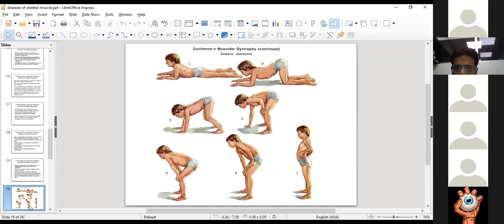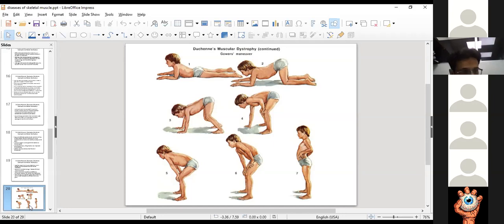This is called the Gowers' maneuver. If you tell the child to get up from lying in a prone position, because of the marked weakness of the pelvic girdle, the child will have to take support from the shoulder girdle or the muscles of the upper limb to get up, and then the boy gets up. And ultimately, unfortunately, the child becomes wheelchair dependent.